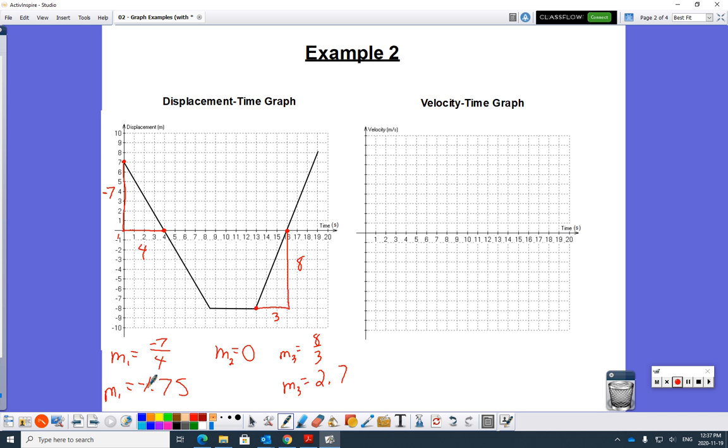Like at every point here, the velocity is the exact same. What is that velocity every single time? Negative 1.75. So I'm going to go graph that over here.